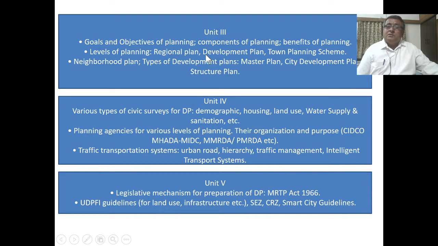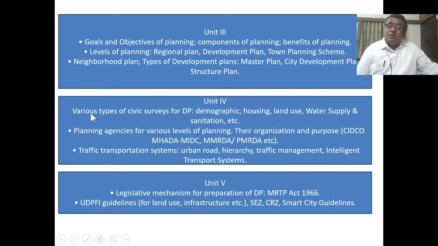Unit 3 comprises goals and objectives of planning, components of planning, benefits of planning. Second topic in this unit 3, levels of planning: regional plan, that is RP, development plan, that is DP, then town planning scheme, that is TPS, then neighborhood plan, then types of development plans: master plan, city development plan and structure plan.